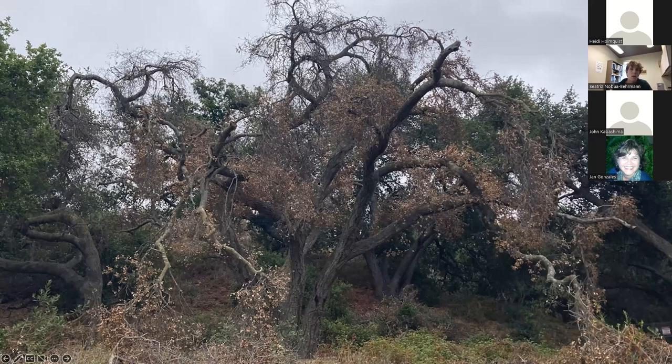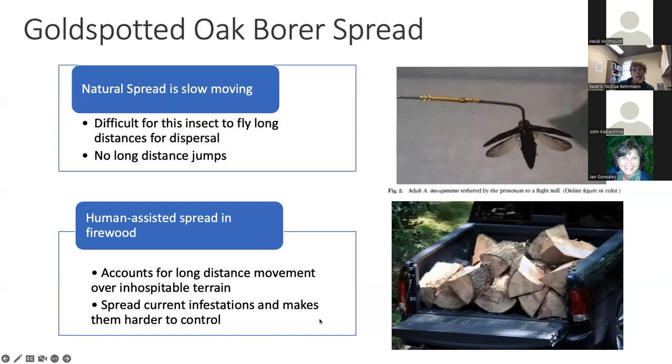So that's why, when we think about management, one of the options is to get rid of these amplifier trees or brood trees. And we'll talk about this in a minute a little bit more. But before that, talking about dead trees, I want to talk about how Goldspotted Oak Borer spreads.